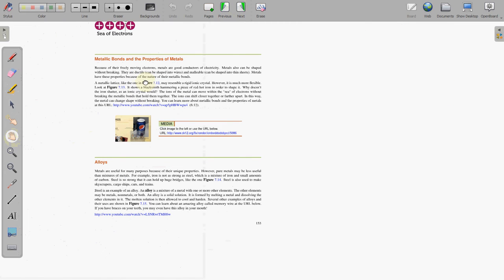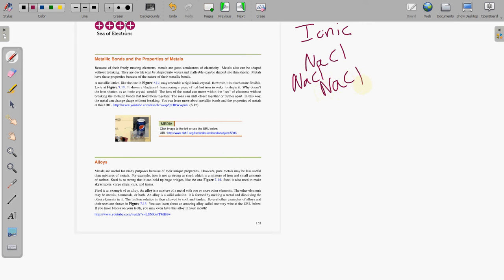Metallic bonds and the properties of metals. So here's the thing. If I have an ionic substance, like say sodium chloride, and sodium chloride, and sodium chloride, and then there's probably a sodium chloride here, and so forth and so on. It's a crystal. Remember, ionic compounds are crystals.